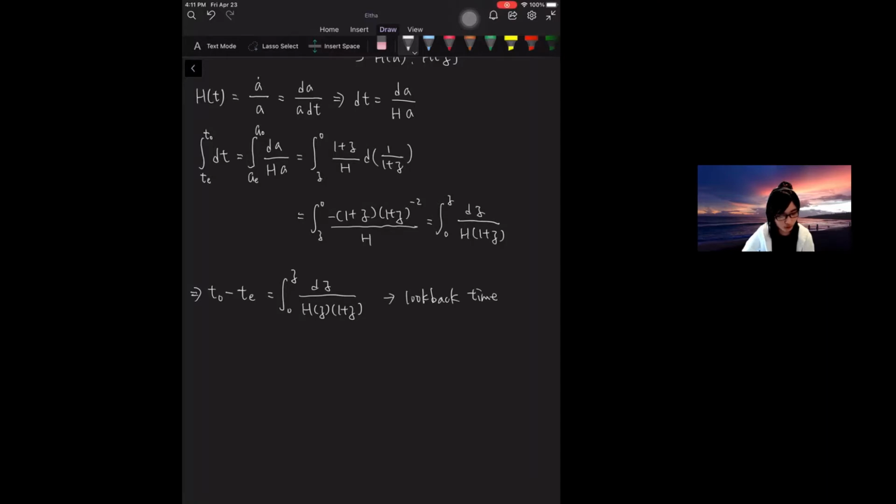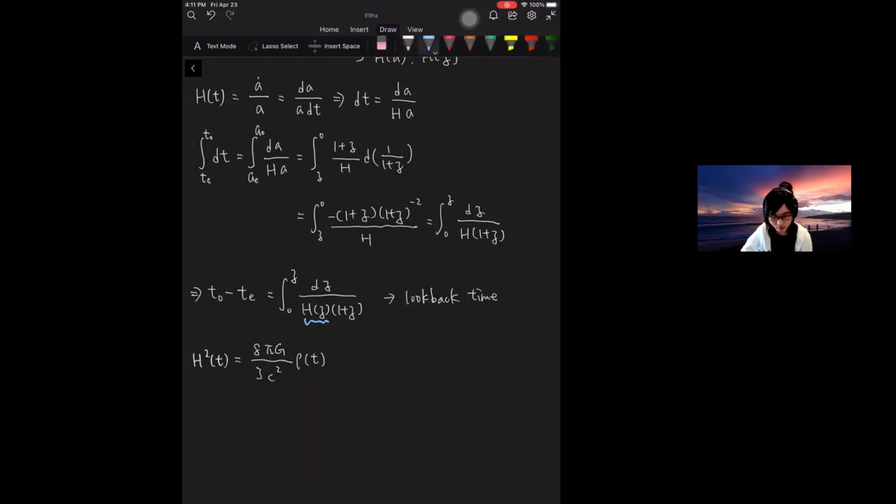Okay, so for example, I will show you. You can see there's a Hubble parameter here, right? So we know the square of the Hubble parameter is equal to 8 pi G over 3c squared times rho of t, right?